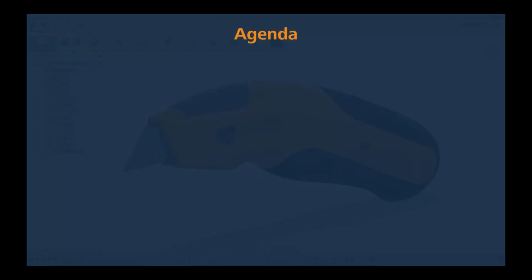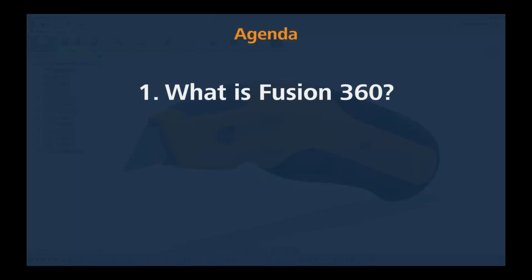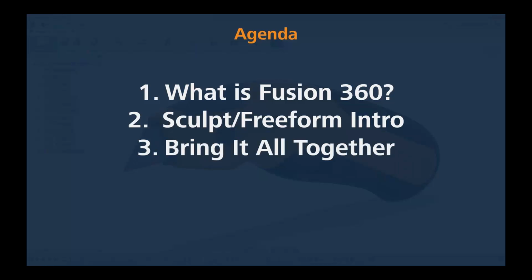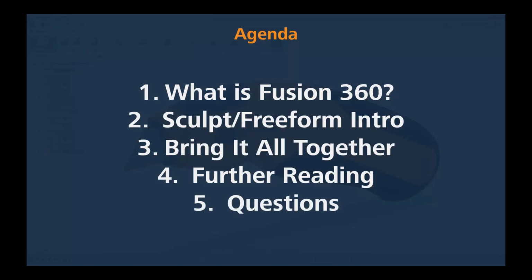Our first area is what Fusion 360 is, a little bit about its background and some of the issues that it solves. We'll look at Sculpt and Freeform and give you an introduction into those areas. After the introduction, we'll bring it all together by working through some practical examples. I'll spend a little time looking at where you can find further information around some of the tools we look at today and broader Fusion 360, and then I'll answer any questions you might have regarding today's content or anything else surrounding Fusion 360.